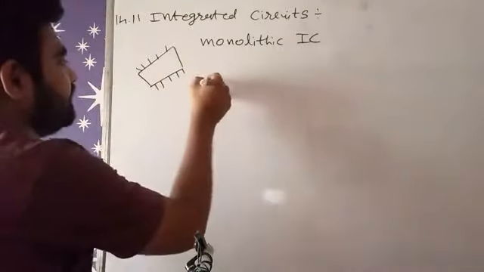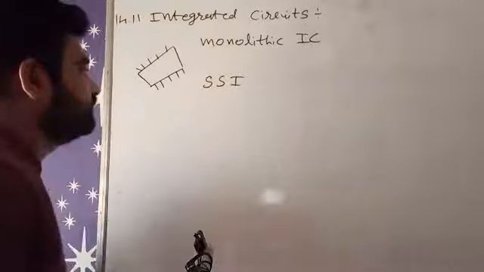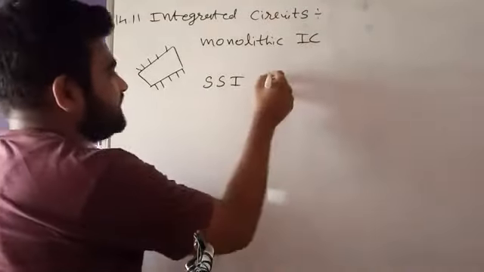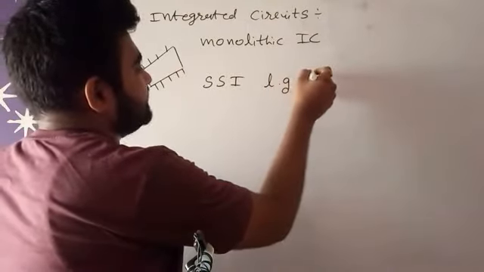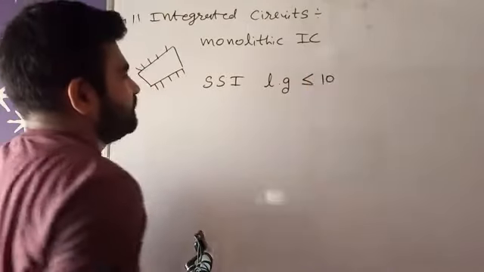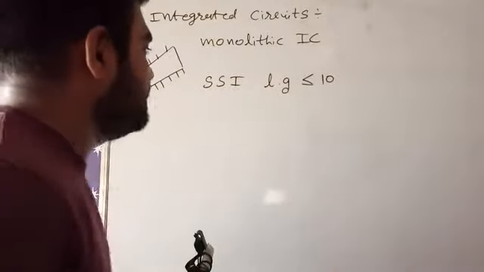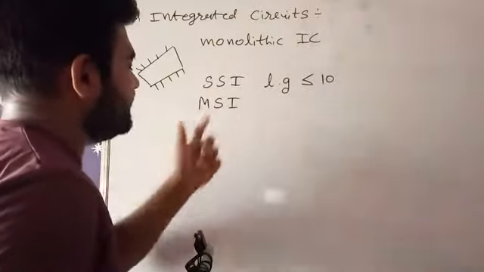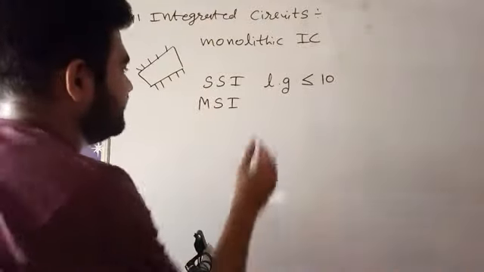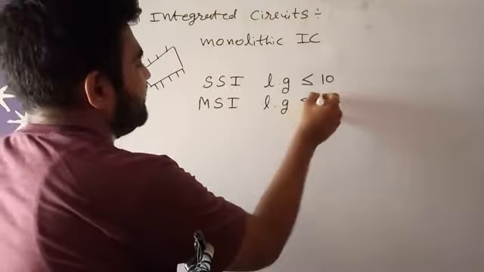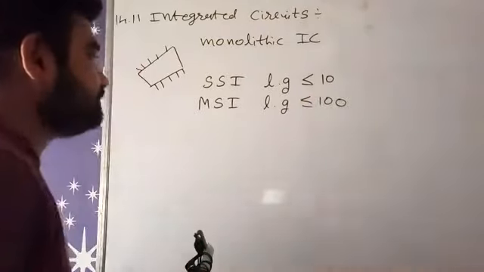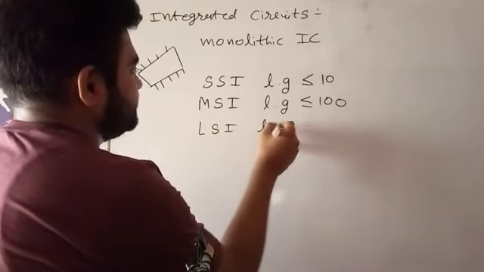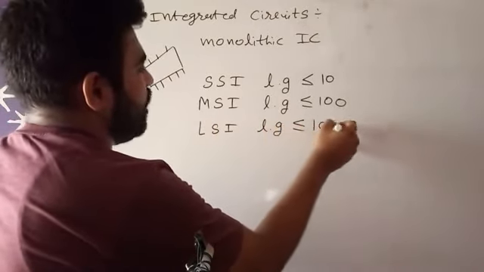So first is SSI, small scale integrated circuit. In SSI, logic gates are less than or equal to 10. So only 10 logic gates are there in SSI. Then MSI, medium scale integrated circuit, logic gates are less than or equal to 100. Then large scale integrated circuit, logic gates are less than or equal to 1000.